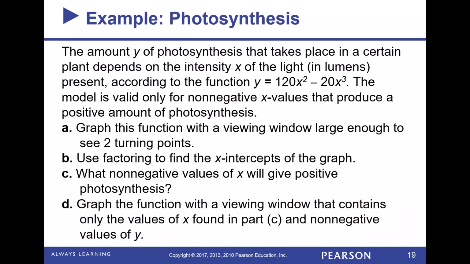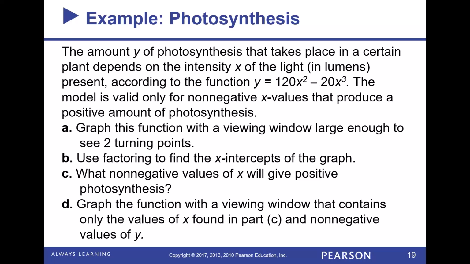Okay, so what if I gave you something else? Okay, so the amount of Y, photosynthesis, that takes place in a certain plant depends on X of light, which we'll call lumens is how we measure light, according to the following function, 120x squared minus 20x to the third. Now, the model is valid only for the non-negative X values that produce a positive amount of photosynthesis.